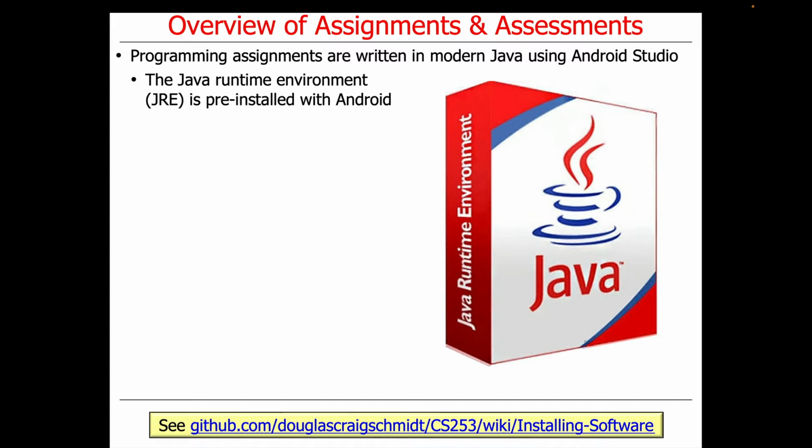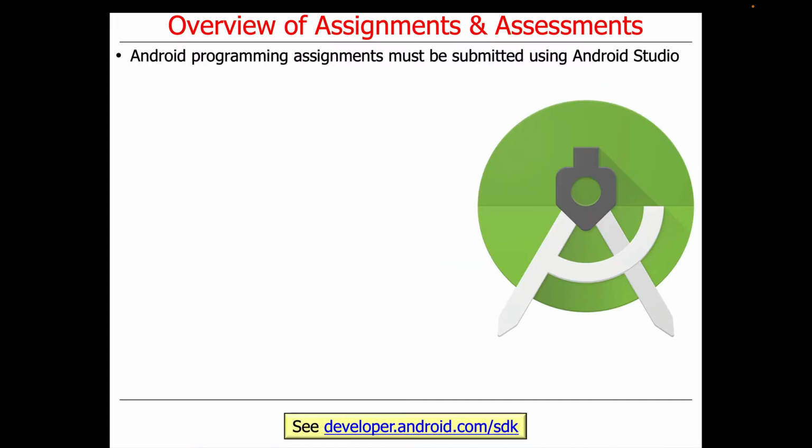As it turns out, when you install Android, you get a Java runtime environment, or JRE, that comes out of the box. And so you shouldn't have to worry about installing that separately. Back in the old days, you had to install Java separately, but now it comes bundled with Android.